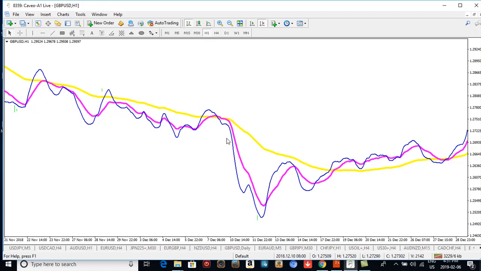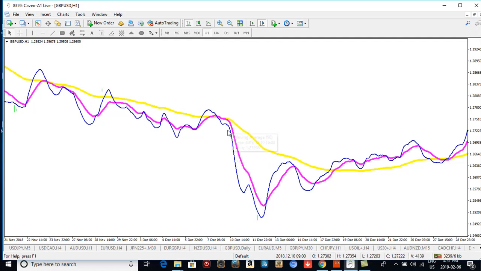If the blue is at the bottom, then pink in the middle, then yellow, this is a perfect sell. If the blue is at the top, then pink in the middle, and yellow is down, this is a perfect buy. Okay, so you sell here all the way, the 21 as we said. We are below the 250, right?